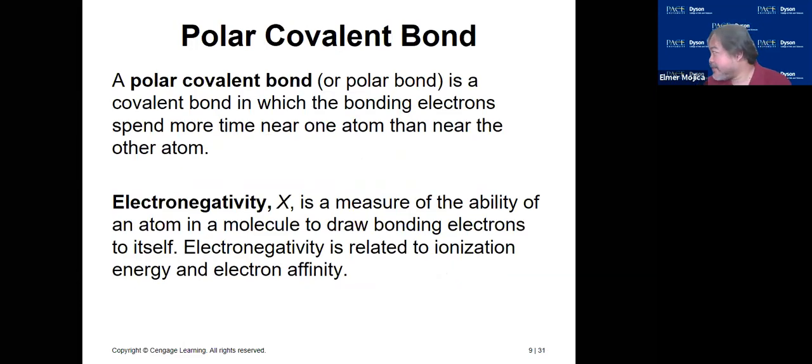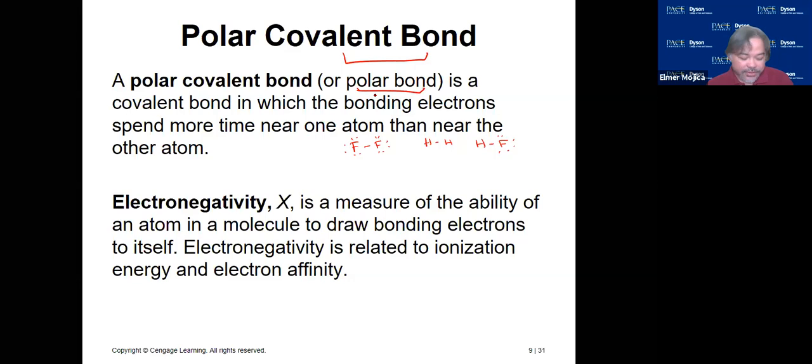Now, before we go further, we go to another specialized covalent bond. How do we look at the bond between this one and this one? Both of them are covalent bonds. So when do we have the so-called polar covalent bond, or polar bond?